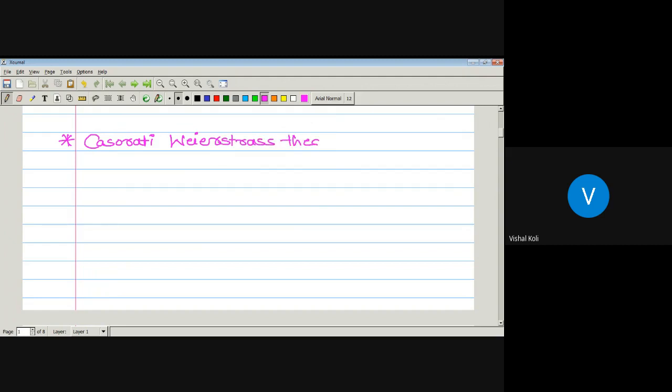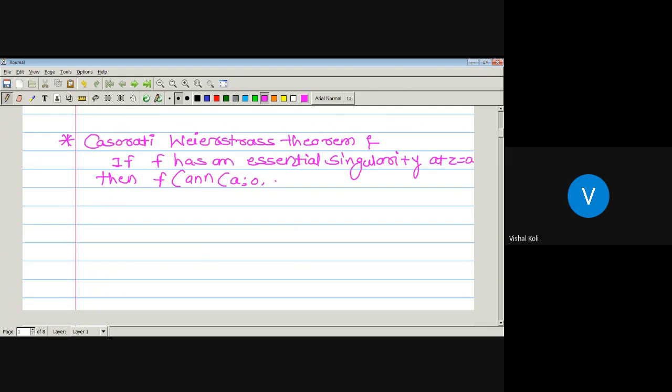Here, it says that if f has an essential singularity at point z equal to a, then the annulus of a, 0, delta, the annulus of point a, 0, delta, is dense in the complex number system.